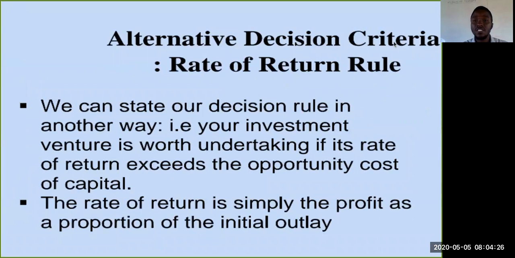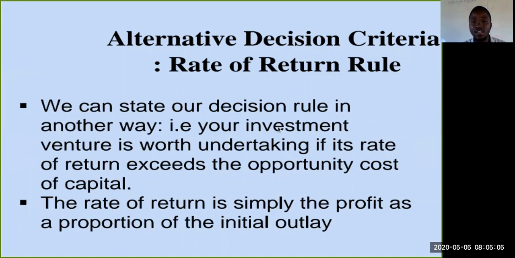In alternative decision criteria, we can use the rate of return rule. We can state our decision rule in another way. That is, your investment venture is worth undertaking if its rate of return exceeds the opportunity cost of capital. So we saw the opportunity cost in our first example was 7%, and in our second example, the opportunity cost was 4%. The rate of return is simply the profit as a proportion of the initial outlay.